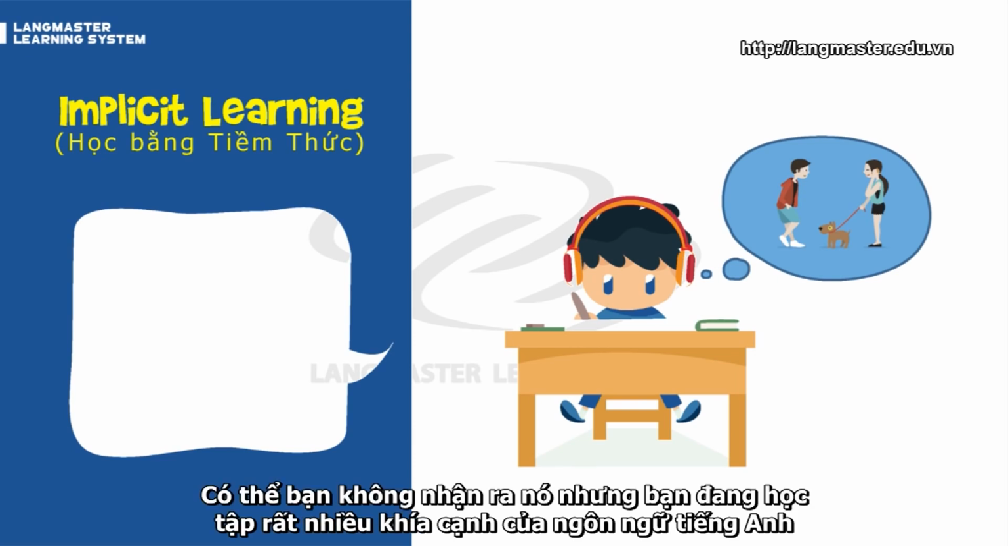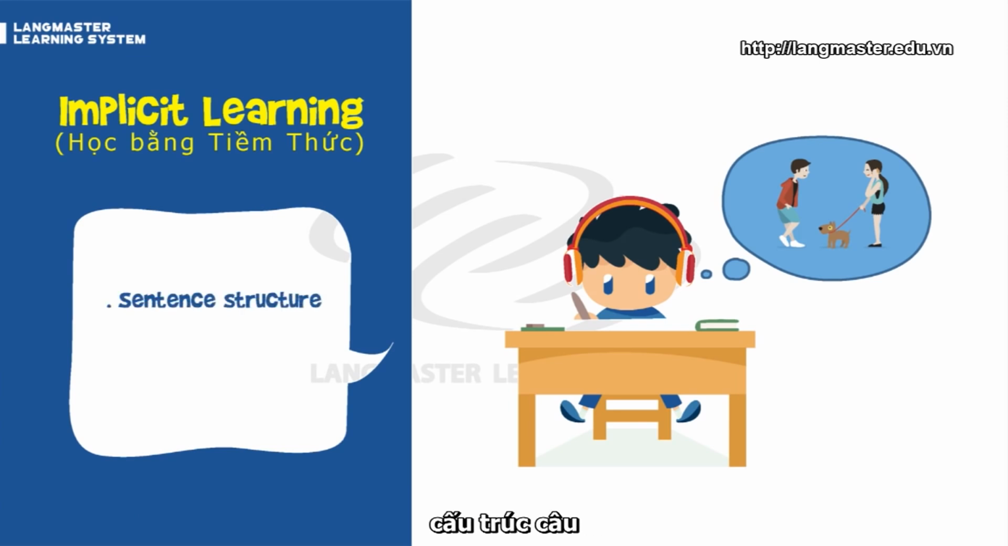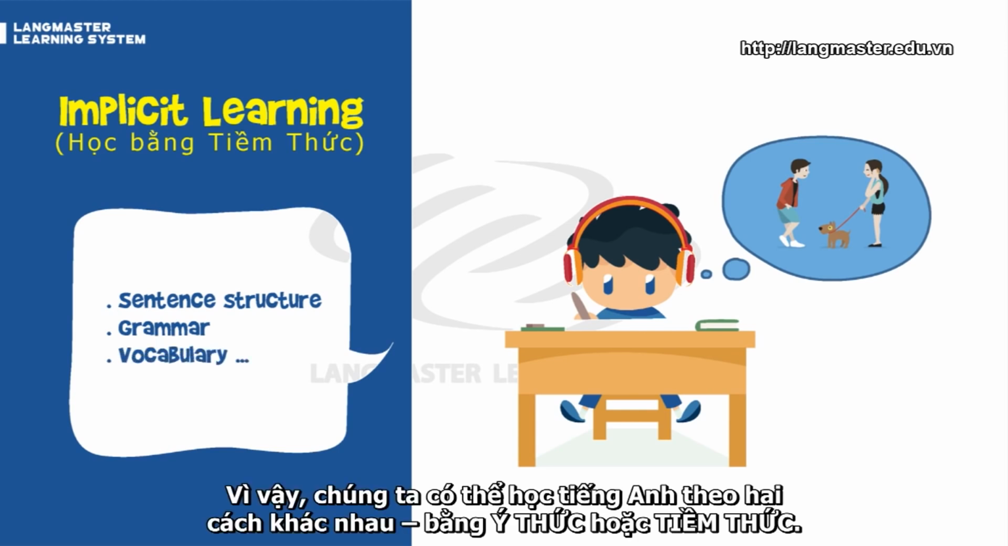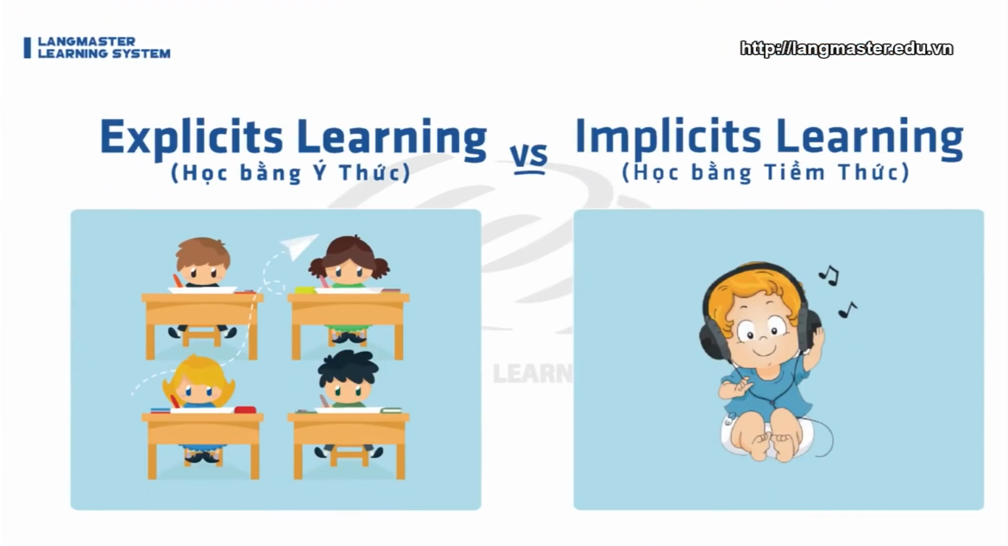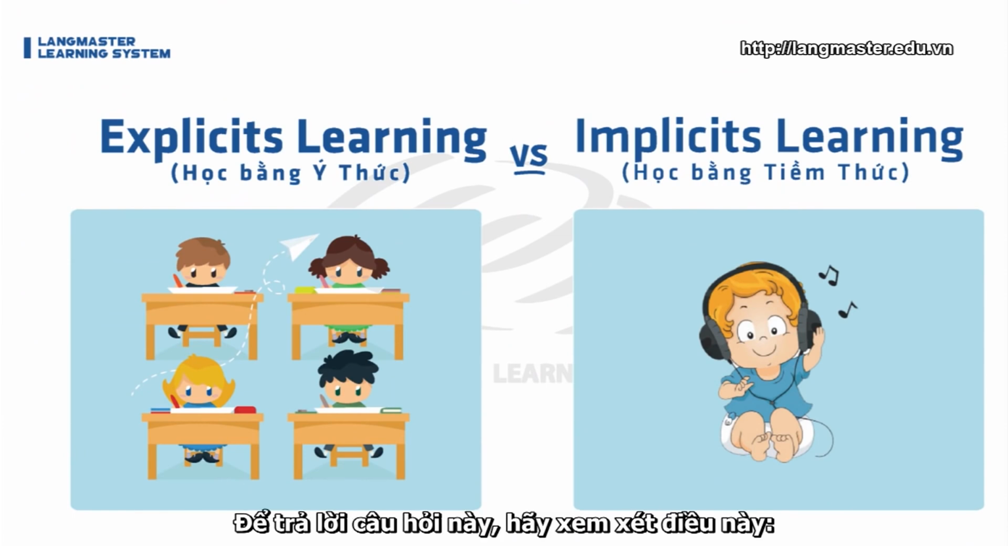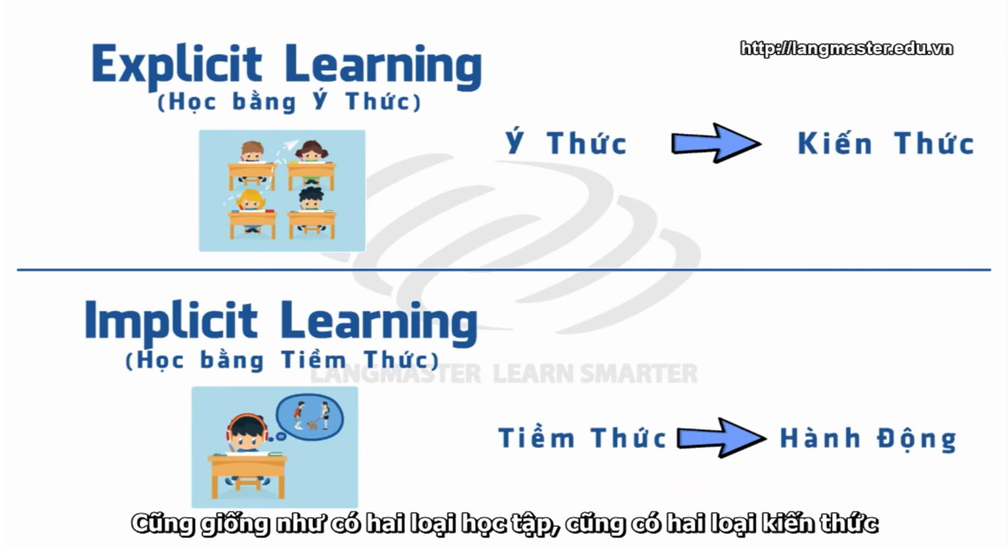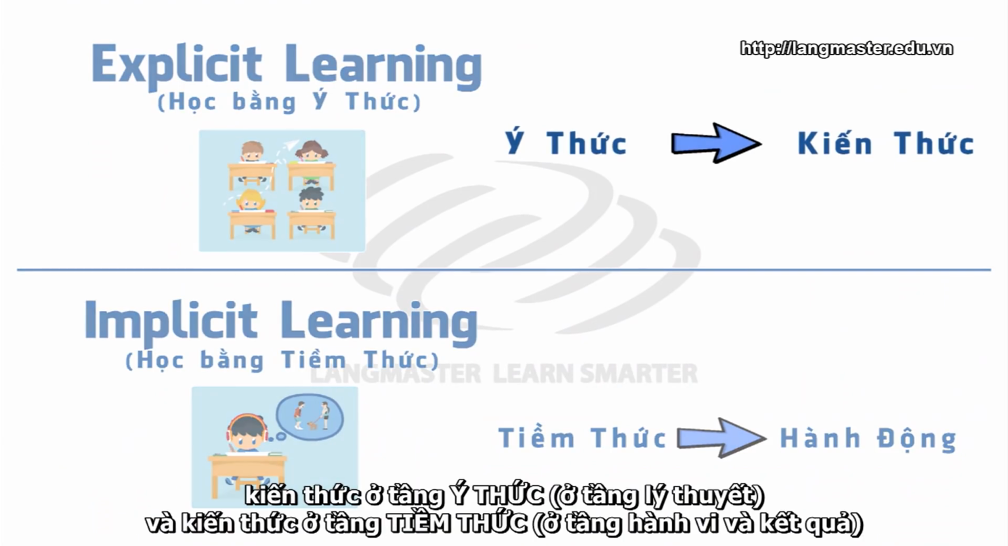You may not realize it, but you're learning many aspects of the English language. The sentence structure, the grammar, the vocabulary, and so on. So we can learn English in 2 different ways, either explicitly or implicitly. The question is, which way of learning is better? To answer this question, consider this. Just like there are 2 types of learning, there are also 2 types of knowledge: explicit knowledge and implicit knowledge.